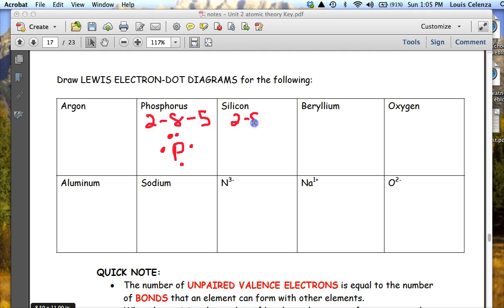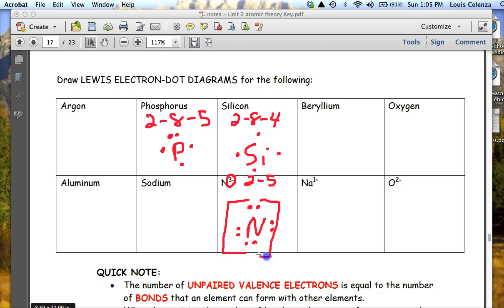Silicon, I believe, is 2, 8, 4. It would be similar to carbon. We'd have 1, 2, 3, 4. I'm going to skip around. Let's do nitrogen with the -3. So nitrogen normally would have 2, 5. So it has 5 valence electrons: 1, 2, 3, 4, 5. But the -3 means that you need to add 3. So I'd add here 1, 2, 3. Then I have to put brackets around it and put the -3 here.